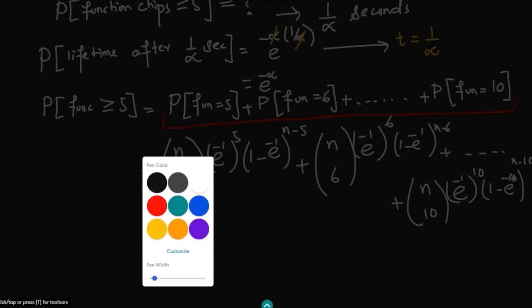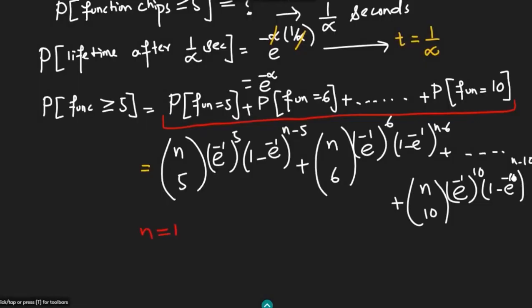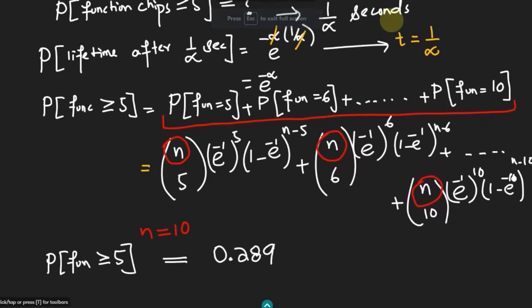Here let me put the value n equal to 10, putting n equal to 10 in all the terms. So what I will get is the probability that functioning chips are greater or equal to 5. I have calculated it and I will get 0.289. Just by calculating all the values, I get this value, and this is the answer which I wanted to find out here.